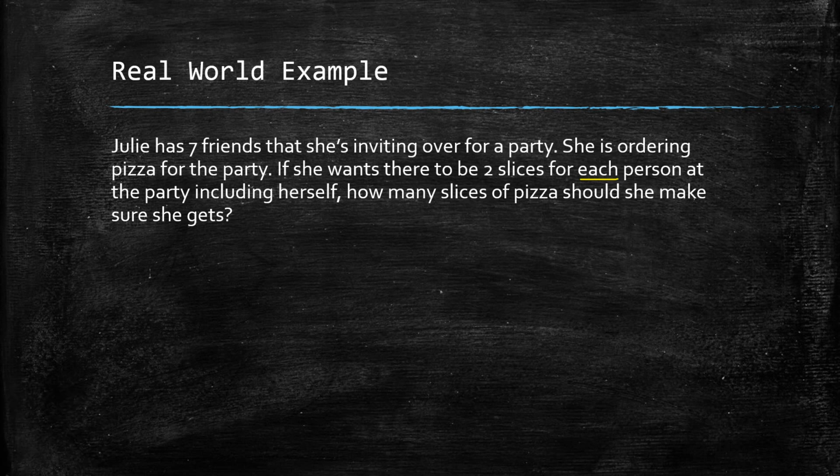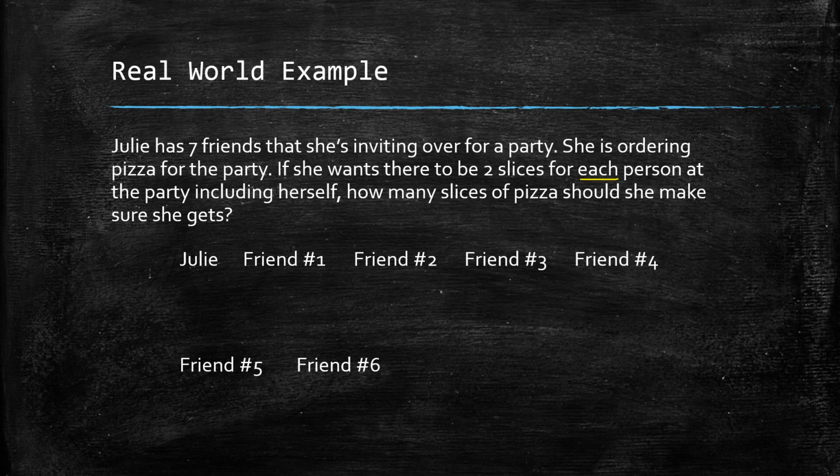So, we have Julie and her 7 friends, shown here. It says in the problem, Julie has 7 friends. Let me re-underline that. So Julie has 7 friends. And the reason why we're counting Julie too, instead of just the 7 friends, is because it says including herself. Alright, so we have Julie and 7 friends. That's 1, 2, 3, 4, 5, 6, 7, 8 people.